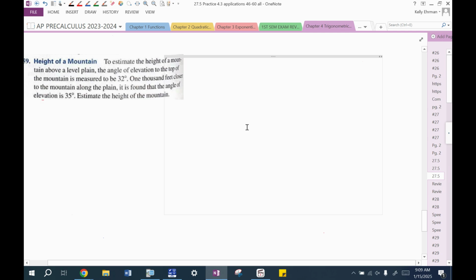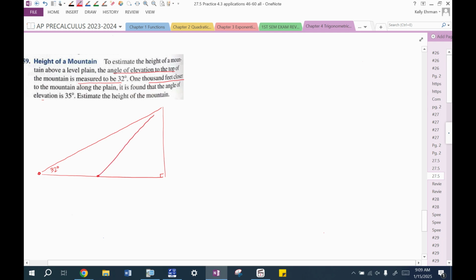Okay, number 59, the height of a mountain. To estimate the height of a mountain above a level plain, an angle of elevation to the top of the mountain is measured to be 32 degrees. So let's give ourselves a nice spacious triangle; you want to draw large right triangles so you have room to label and add things to it. Angle of elevation is always at the ground to the top. 1,000 feet closer to the mountain, it's found that the angle of elevation is 35 degrees. So you are here, get closer to the mountain and look up again.